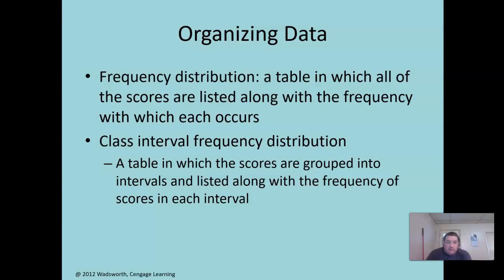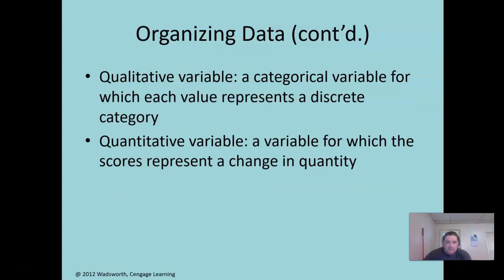Data can be organized in a frequency distribution, a table in which all of the scores are listed along with the frequency with which each occurs, or a class interval frequency distribution, a table in which the scores are grouped into intervals and listed along with the frequency of scores in each interval. A qualitative variable is a categorical variable in which each value represents a discrete category, and we'll see that here in a second. A quantitative variable is a variable for which the scores represent a change in quantity.